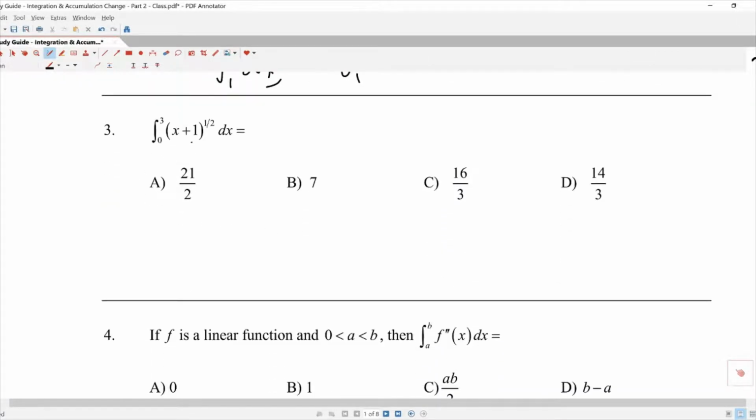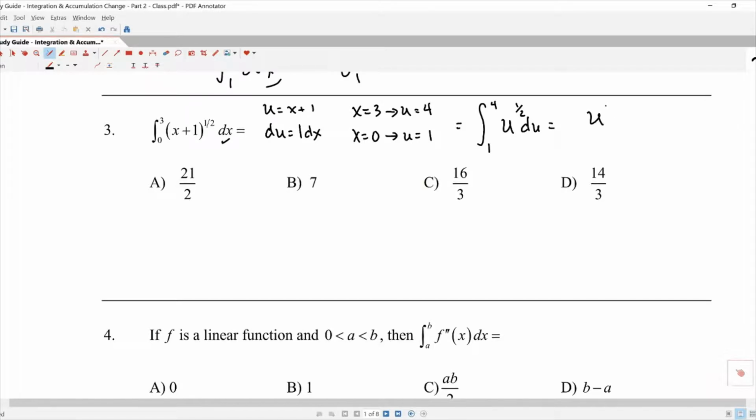Number 3, so we have to integrate. In this case, because we have a composition, let's let u be x plus 1. Therefore, du is going to be 1 dx. So we're all set there. And we'll also adjust our bounds. So I have an x equal to 3 and an x equal to 0. If x is 3, 3 plus 1, u is 4. If x is 0, 0 plus 1 is 1, u equals 1. So this would equal the integral from 1 to 4 of u to the 1/2 du.